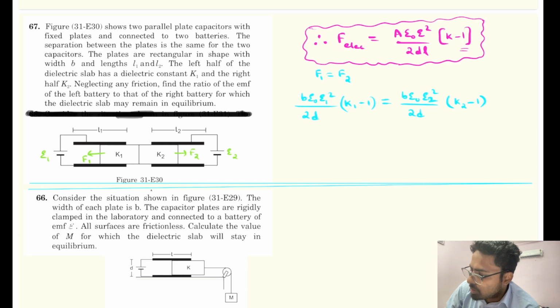Now, what are the things you can cancel? B epsilon naught by 2D will get cancelled. Therefore from here I can write the value of what they're asking, the ratio of the EMF of the left battery to the right battery.